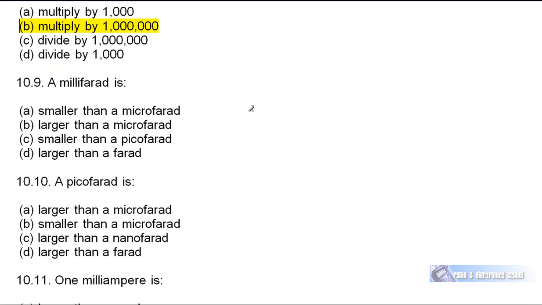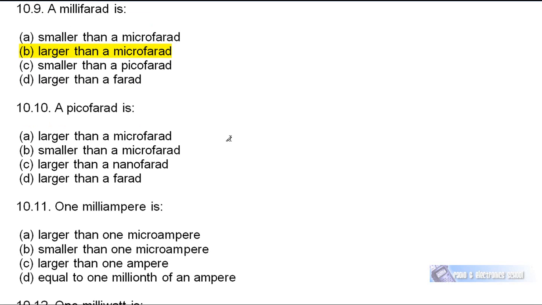Question 10.9. A millifarad is smaller than a microfarad? No way. A milli is 1,000th, micro is 1,000,000th. Larger than a microfarad? It certainly is. It's 1,000 times larger than a microfarad. Smaller than a picofarad? It is not. Larger than a farad? B is the correct answer. A millifarad is larger than a microfarad.